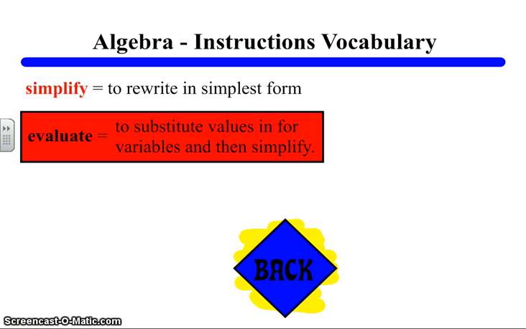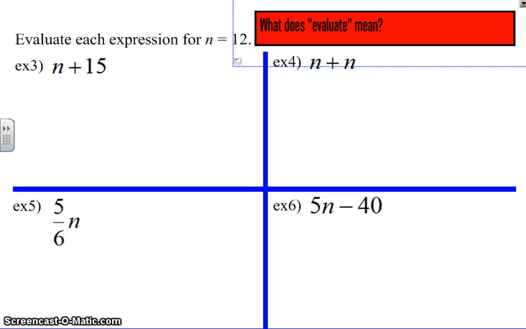Evaluate means to substitute values in for variables and then simplify. So all we're going to do when they say to evaluate for n equals 12, we're going to substitute 12 in every time we see an n. So that's what it means. And then to simplify, we're simply going to write it in the simplest form. So let's go back to our examples.